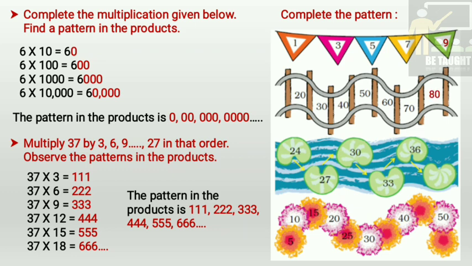24, 27, 30, 33, 36. So the next number will be 39. Again over here a table is given: 5, 10, 15, 20, 25, 30. So the number which is missing will be, yes, 35. 40, the number which is missing will be 45, 50, and the number which is missing will be 55.